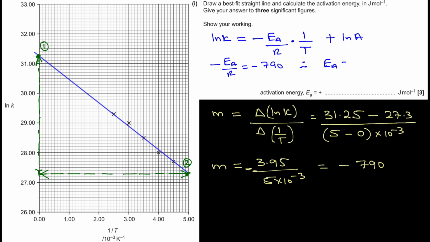So EA is 790 times R, but R is 8.31. And that equals 6564.9. But the answer is looking for 3 significant figures. We would write that to be 6560. The activation energy is 6560 joules per mole.